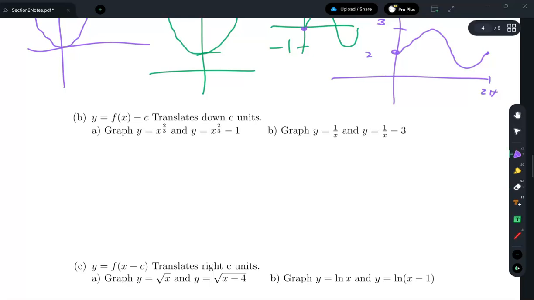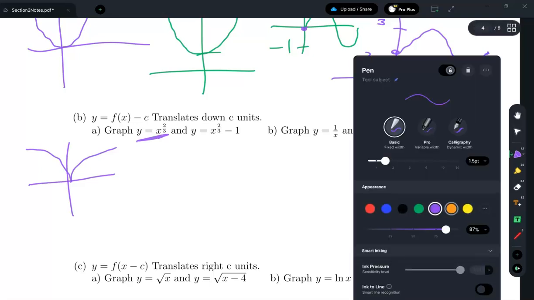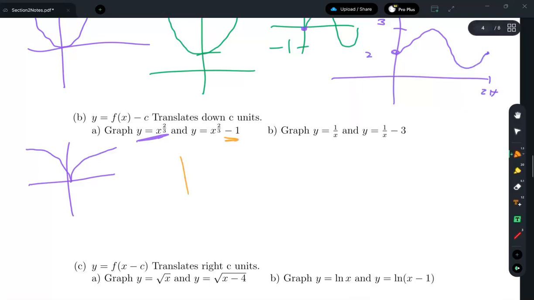Okay, so let's think about what this one is. x to the 2/3 is the cuspy guy. And so then, if I subtract 1, that moves the whole graph down by 1.